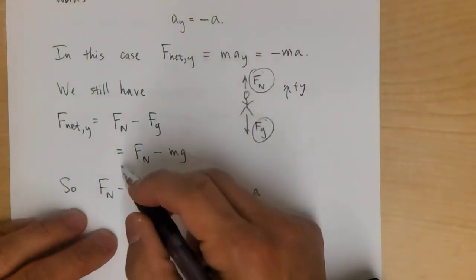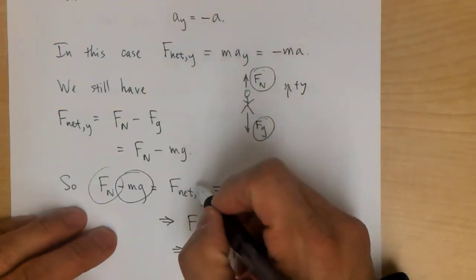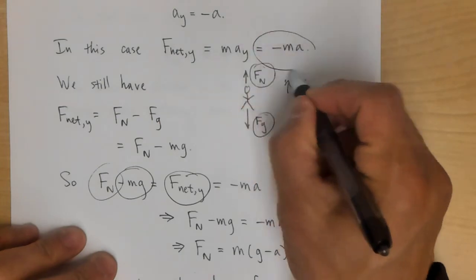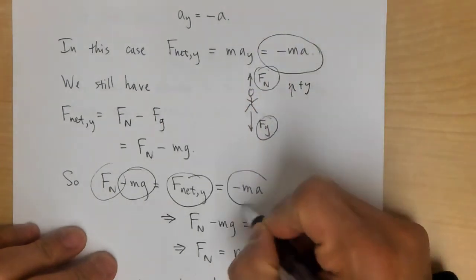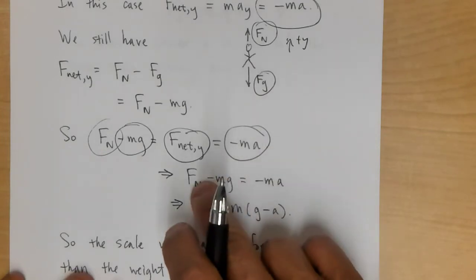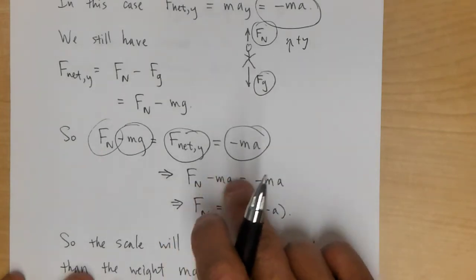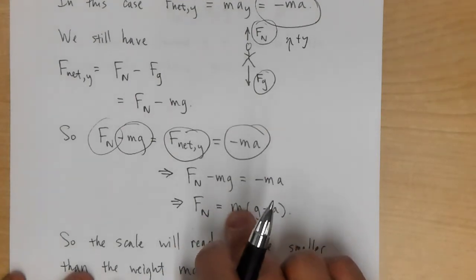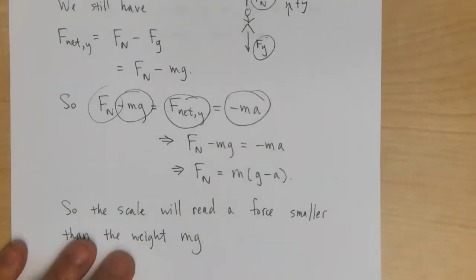So this is all the same. Fn minus mg is equal to the net force, but we said the net force by Newton's second law is minus ma, so we have minus ma over here. So when we go to solve for Fn, we have a minus ma sticking out here, and so Fn is equal to m times g minus a.